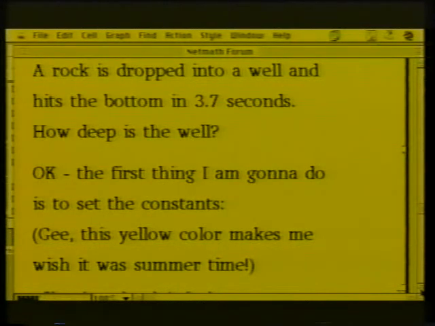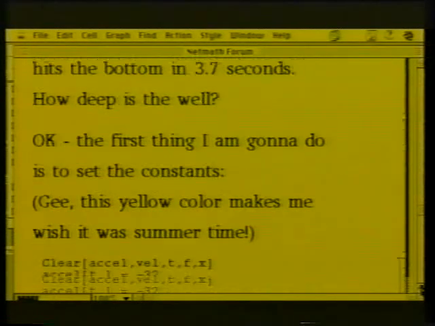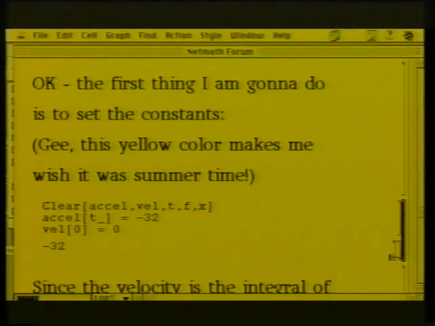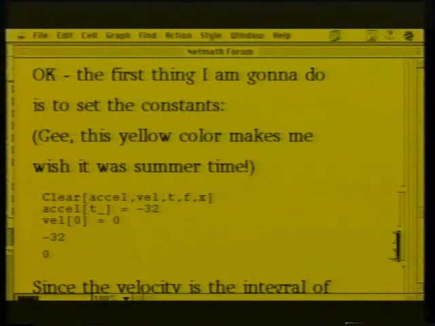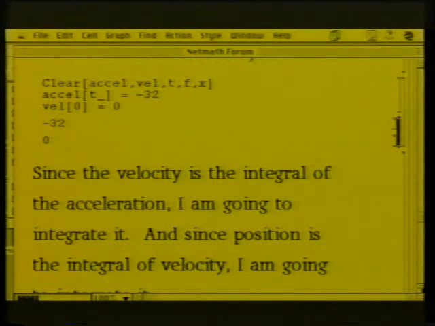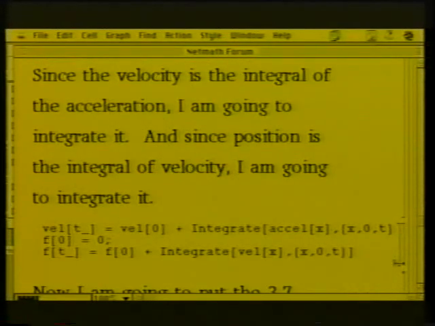First thing I'm going to do is set the constants. Now, I don't know if you can see the yellow color she's chosen for her background, but she says, gee, this yellow color makes me wish it was summertime. She enters what she thinks is appropriate here into Mathematica. This is her own work. She enters the initial condition on velocity and the acceleration. And then she goes right to work and she says, since the velocity is the integral of the acceleration, I am going to integrate it. And since position is the integral of velocity, I am going to integrate it, which she does right here.